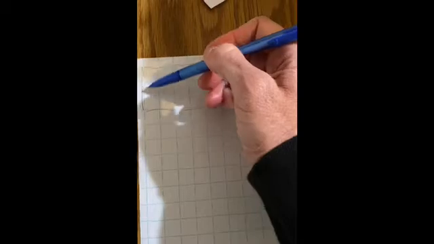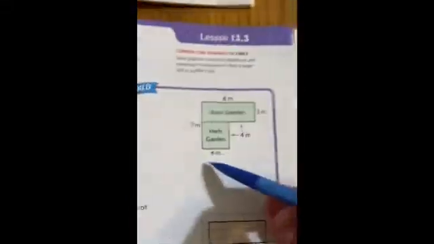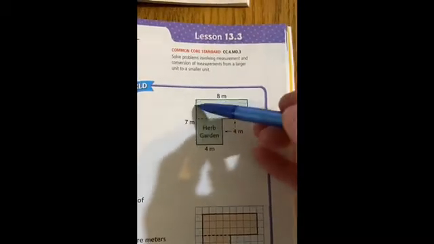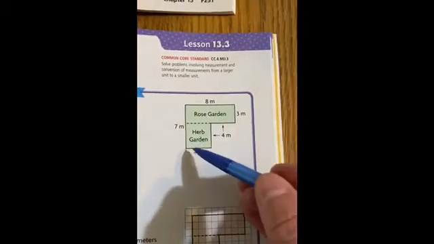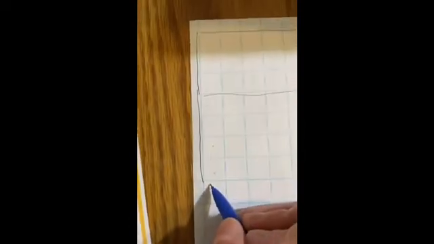And the second one, remember the length was 7. So 1, 2, 3, 4, 5, 6, 7 of the combined side. So 7 of the combined rose garden and herb garden. And then it was 4. So 1, 2, 3, 4. And then we hook it up.